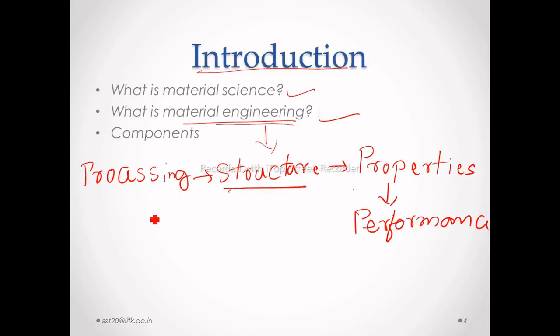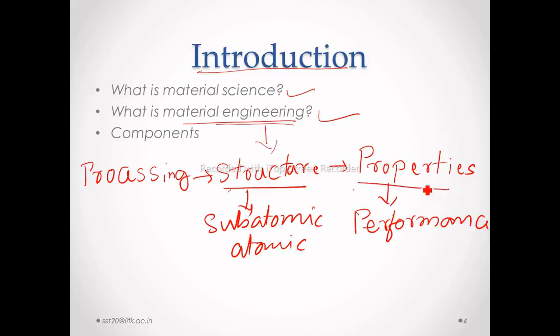Structure. Structure of a material is usually related to the arrangement of internal components. There may be subatomic or atomic level arrangements. And properties are inherent characteristics of a material. For example, if you apply a load to a hard material and a soft material, the hard material will withstand the load for a longer duration. If the same load is applied to the soft material, it will break. Hardness is a property of both materials.